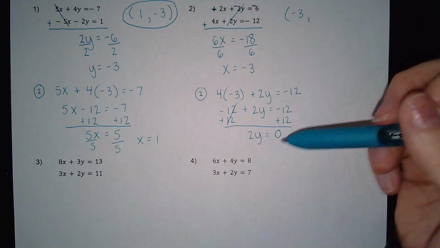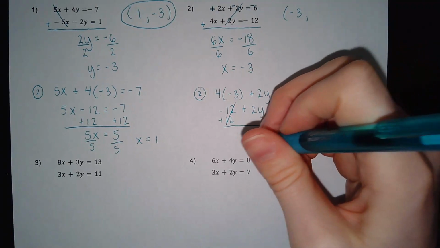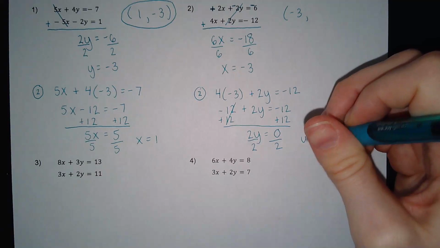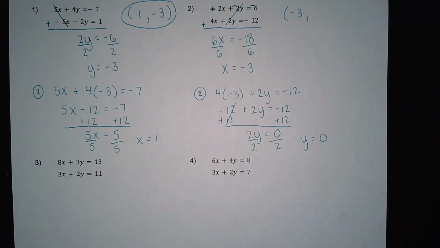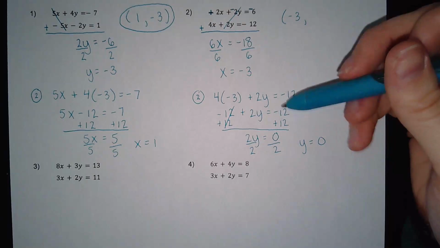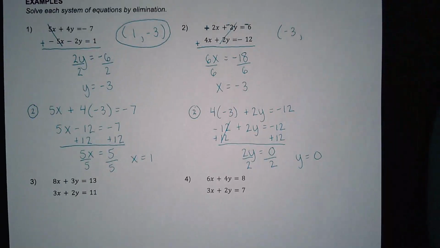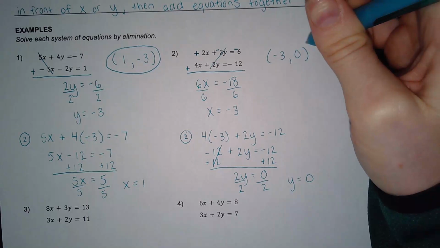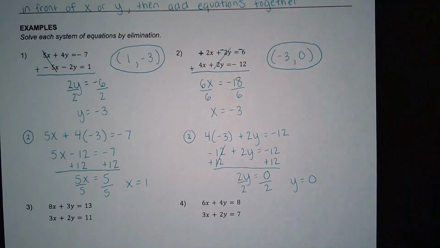So if I wanted to solve this, we just have 2 times y, so I could still divide by 2, and we know 0 divided by 2 is just 0. So that just means that my y value is 0. Here, when they go away, they're really adding to 0. So my answer would be the point negative 3, 0.